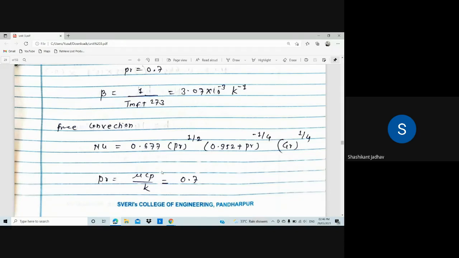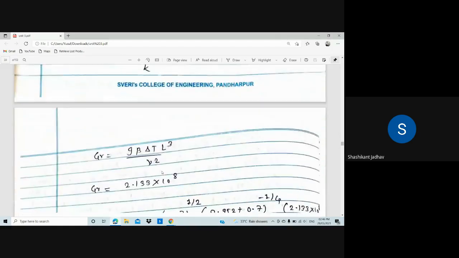Okay, and for the free convection they have given the correlation, so write down that correlation. For the free convection, Nusselt number is equal to 0.677, Prandtl number raised to 1 by 2 into bracket 0.952 plus Prandtl number raised to minus 1 by 4 into Grashof number raised to 1 by 4. So first of all you have to calculate these numbers, Prandtl number and Grashof number. What is the equation for the Prandtl number? That is mu Cp by K. We have calculated that value from the property chart, that is 0.7. So we directly write down Prandtl number is equal to 0.7.